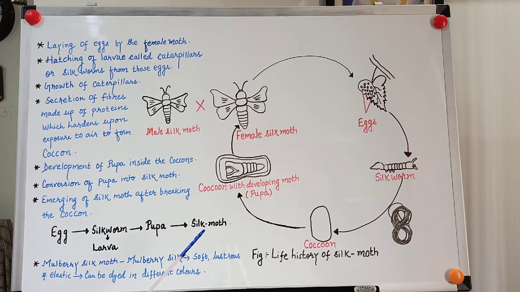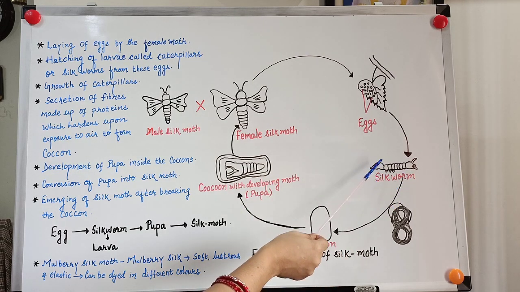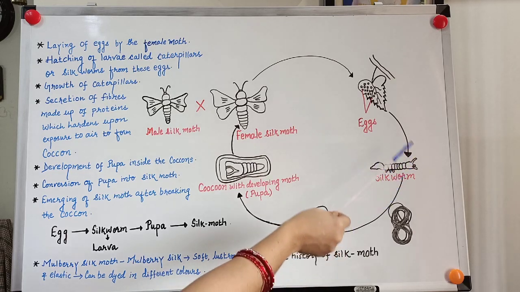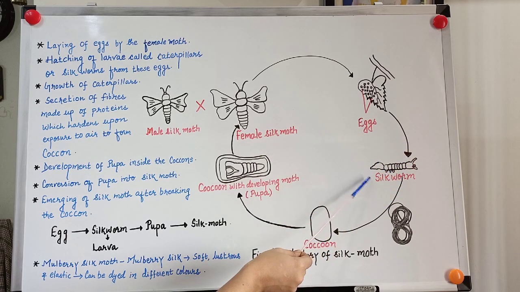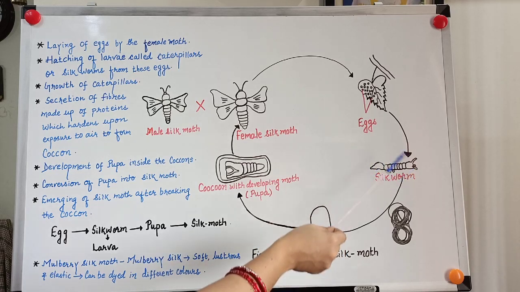You may be wondering that it is not like there is only one variety of silk cloth. There are variety of silk cloths like tussar silk or eri silk or muga silk or mulberry silk. So how does the difference in the silk cloth come? This difference in the variety of silk cloths comes from the different variety of silkworms. Means different varieties of silkworms secrete different kinds of fibers around itself, which gives rise to different kinds of silk fibers.